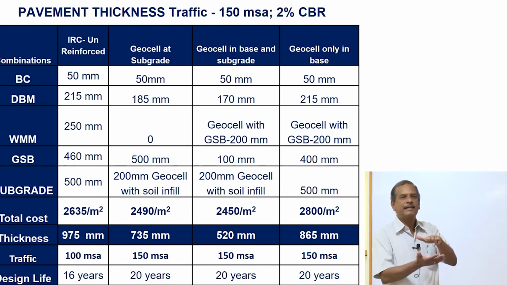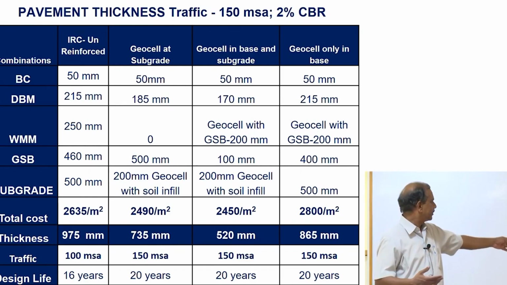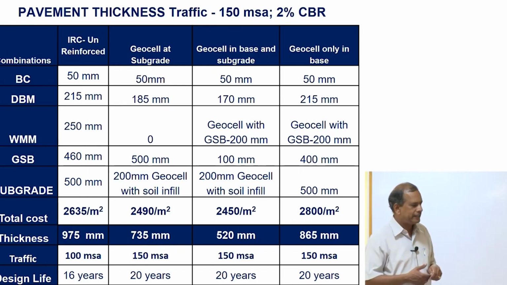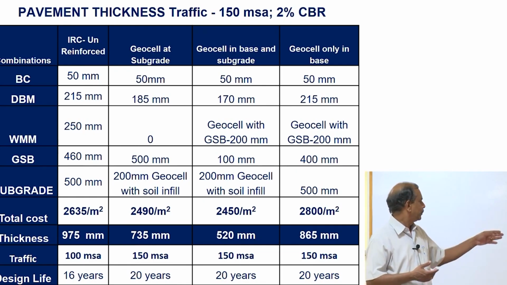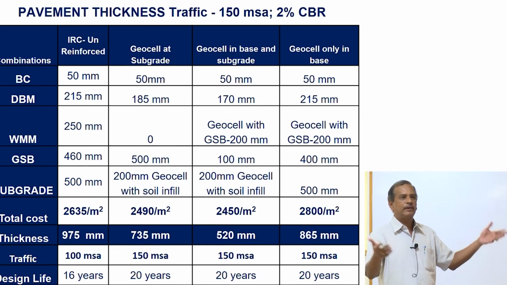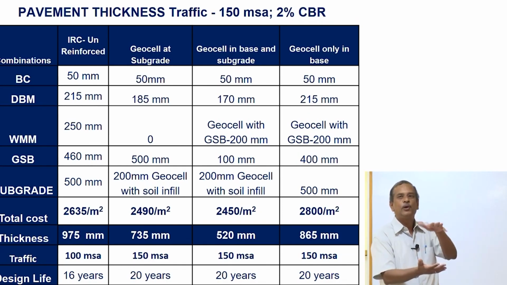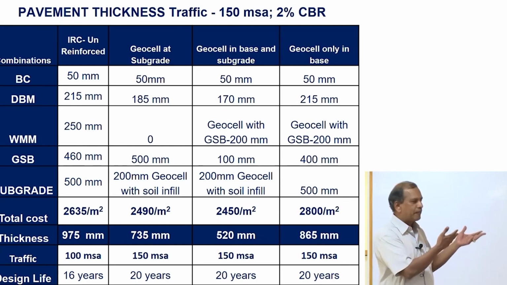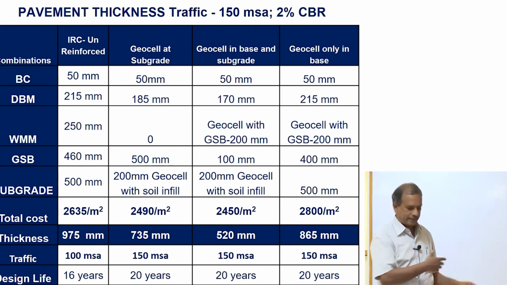So I can drastically reduce the thickness of the pavement layers, improve the performance, and you can see that the performance of pavement is around 20 years compared to 16 years in the conventional pavement. So improved life, lesser aggregate consumption, lower cost, and so it is time that you as a civil engineer, when you graduate, apply such new materials in road construction.